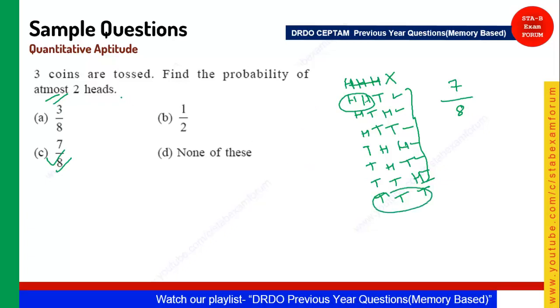The other thing is, for at most 2 heads, you reverse it: find the probability of containing all the heads. So if you have all the heads, the probability will be 1 by 8, and the reverse of that is at most 2 heads, so just reverse it, and we'll get 7 by 8. Okay, this is a shortcut key, but this one also works.